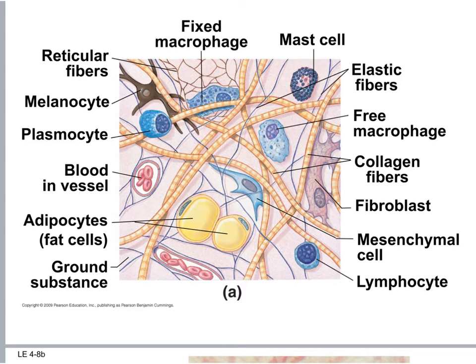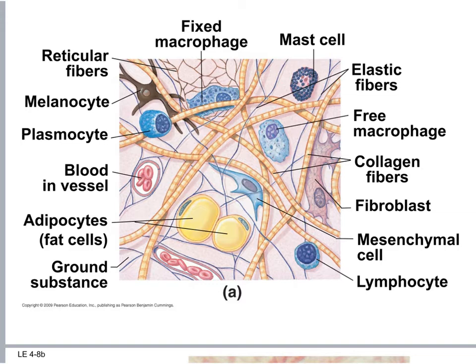So for the Chapter 4 lab list, there are 3 different classifications underneath connective tissue. Connective tissue can either be classified as connective tissue proper, or as fluid connective tissue, or as supporting connective tissue. And under those, you have to be able to identify subcategories. So we're going to start with connective tissue proper.